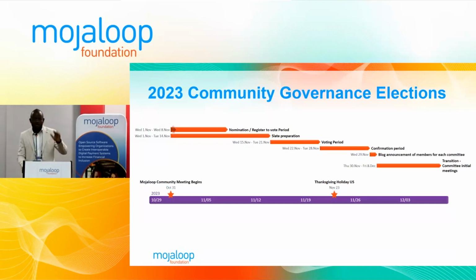So all this information is up on a blog post on the Moja Loop website. You will get an email, or you should have received an email by now, formally announcing this process. So please do engage at the earliest opportunity you have. That would be ideal. Next slide. So that is it.